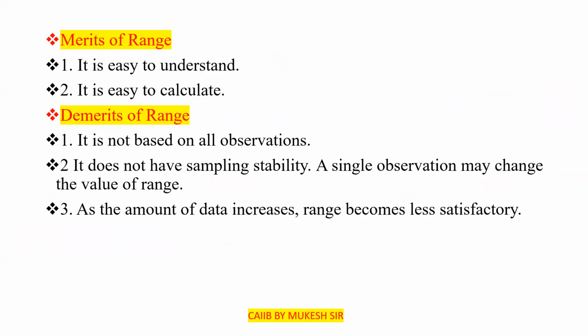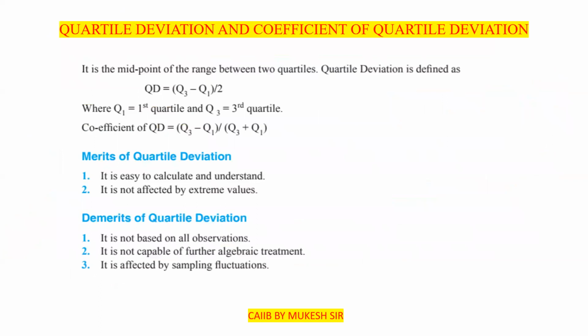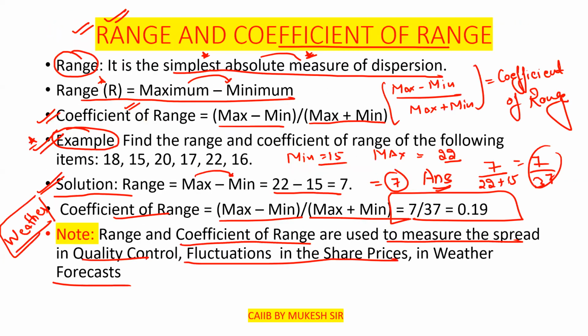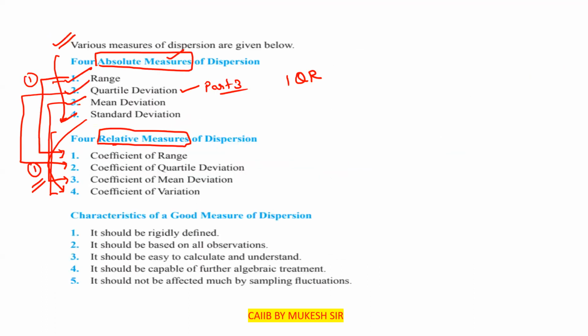So these are the merits and demerits, and I request all of you, please go through that. Clear? In the next session, we will cover the quartile deviation and the coefficient of quartile deviation and all other things. So in this session, we have discussed the range and the coefficient of range.